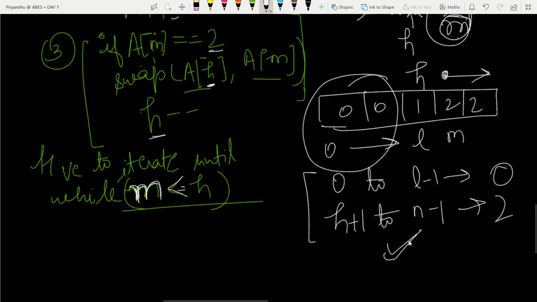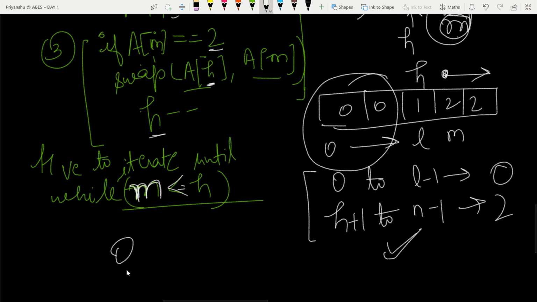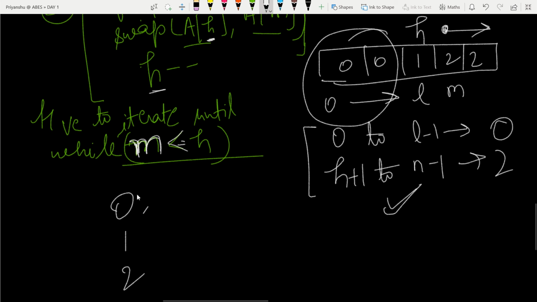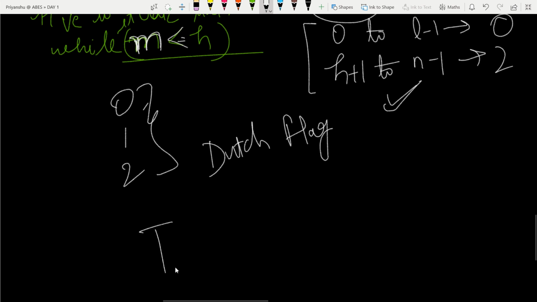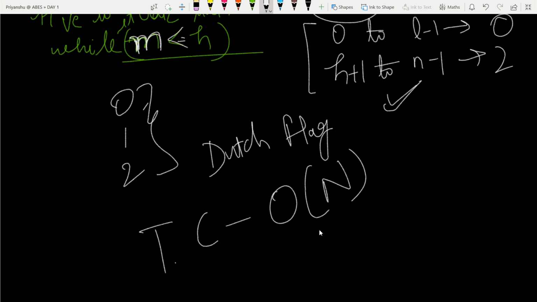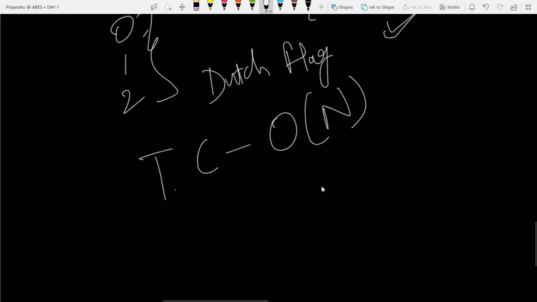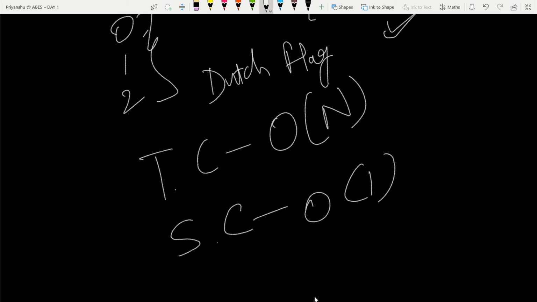This is the method to solve this particular problem, that is sorting 0, 1 and 2. This method is called the Dutch flag method. It requires a time complexity of order of n at max and requires a minimum number of comparisons. We don't have to use any extra space. Space complexity is constant. So this is a better method to solve this problem.